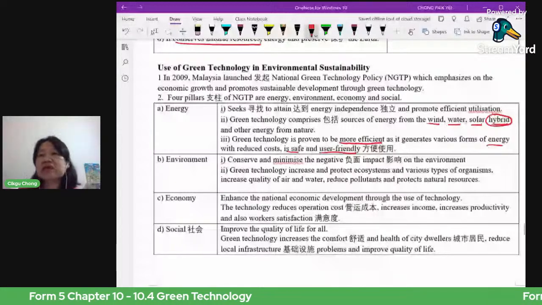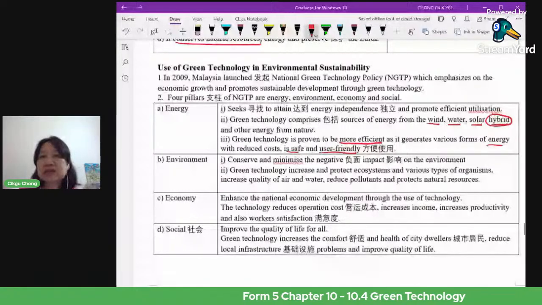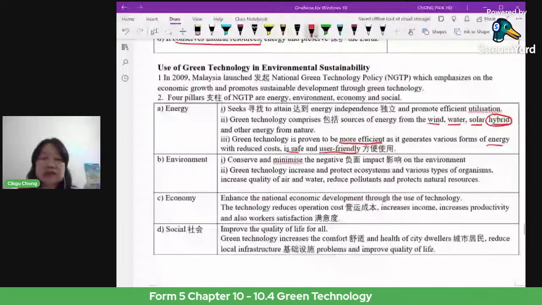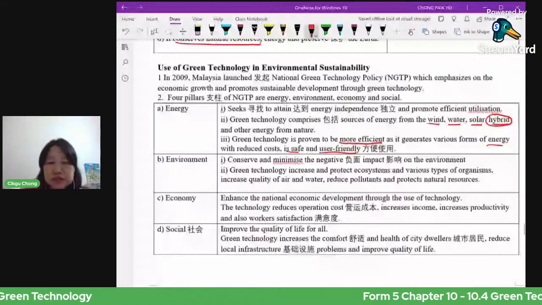Last time people did it by hand. Now you have machines. You do it faster. You can produce more in the same amount of time. A human does it and a machine does it, the machine can do it more than 10 times better and faster. Okay, so social: improve the quality of life for everyone.